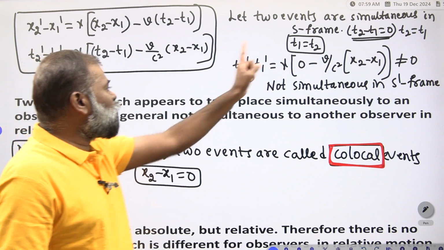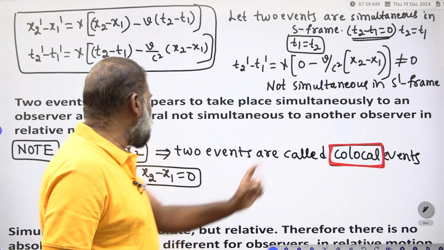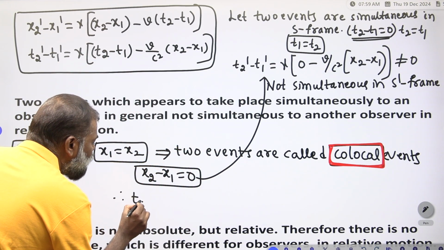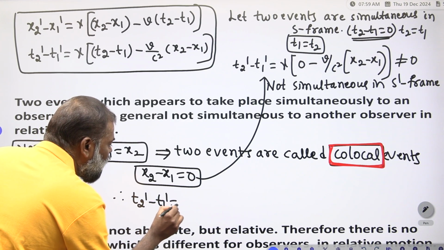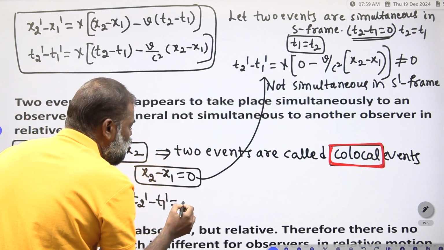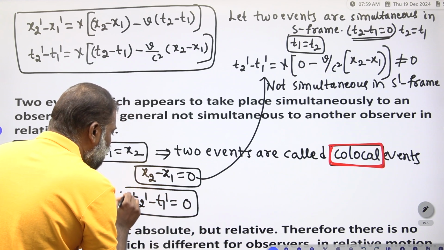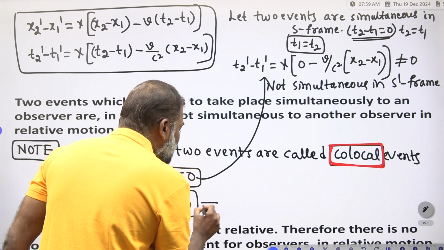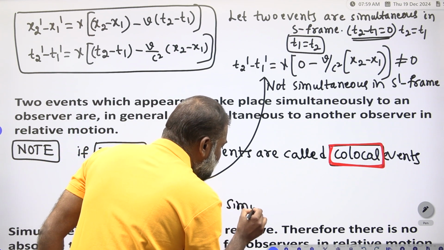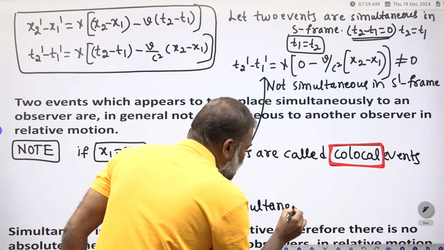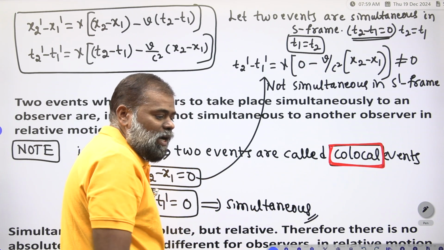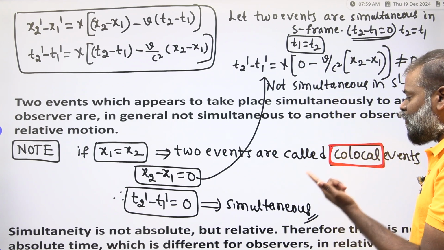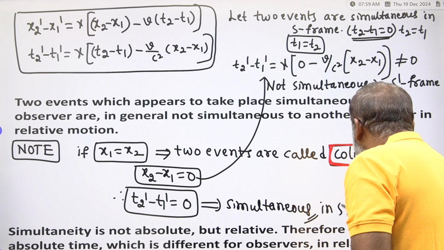Therefore, if x2 minus x1 is equal to 0 and you substitute it there, t2 dash minus t1 dash is equal to 0 into something, which is equal to 0. So if the events are co-local, they are simultaneous in the other frame also. If it is co-local, it is simultaneous. Therefore, simultaneous in the S dash frame.